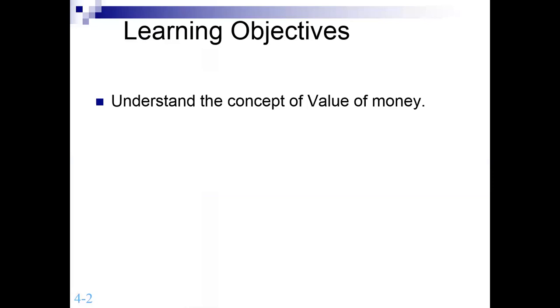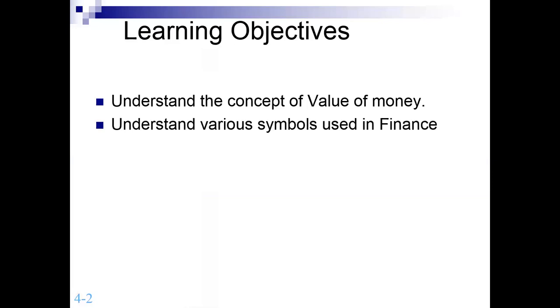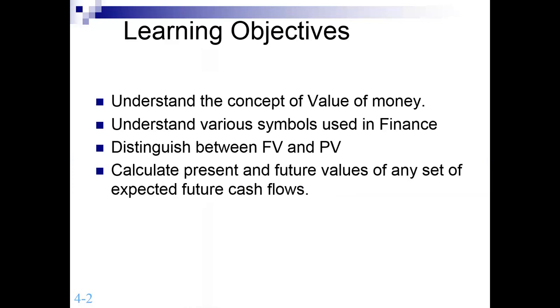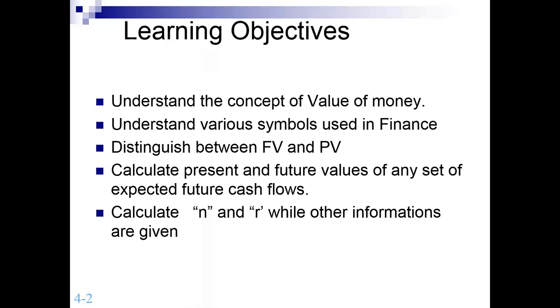The objective of this chapter is to understand the concept of value of money, understand various symbols used in finance, distinguish between future value and present value, calculate present and future values of any set of expected future cash flows, calculate N and R when this information is not given, and of course, if you are good in Excel, then I'll show you various tactics that you can apply to easily calculate if the number of years or rate of interest or discount rate is missing from your questions.